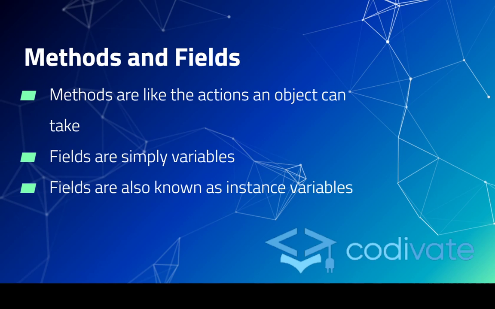The two main things that a class has are methods, which are the actions an object can take. For a car class, the car would have a drive method. So the car object could call its drive method and drive. And then the second thing is fields. Fields are just variables. They're called instance variables.